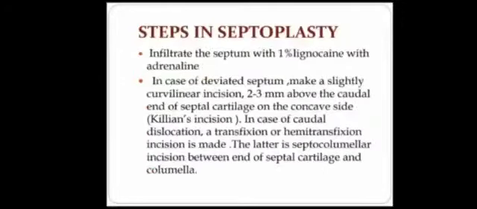Steps in septoplasty: infiltrate the septum with 1% lignocaine with adrenaline. In case of a deviated septum, make a slightly curvilinear incision 2 to 3 mm above the caudal end of the septal cartilage on the concave side. In case of caudal dislocation, a transfixion or hemitransfixion incision is made. The latter is a septocolumellar incision between the end of the septal cartilage and the columella.